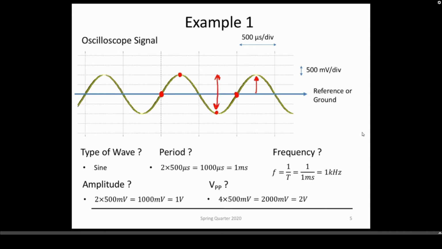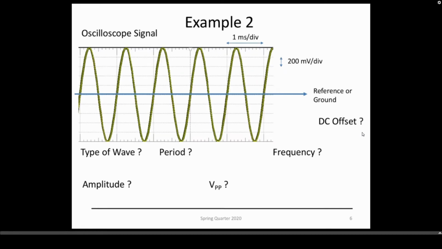And at last, your DC offset, how much is this wave being translated up and down. In this case, notice that I have the same amount of area up as I have down. So the same amount of divisions. In this case, the DC offset is going to be 0 because my reference point is in the middle of my wave.